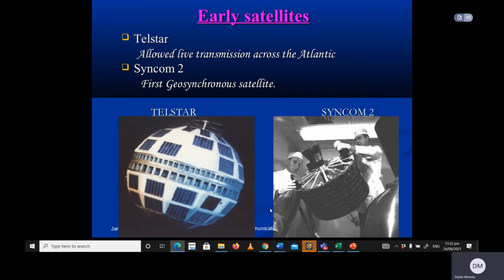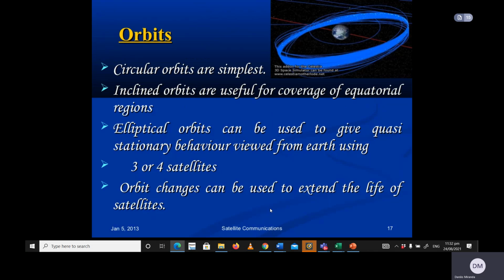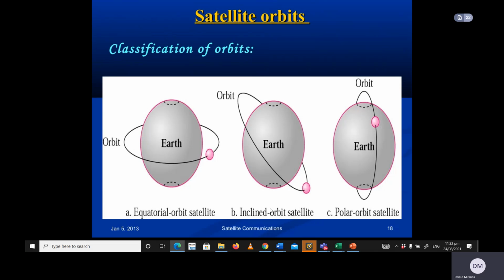So the early satellites are Telstar and Syncom, and then let me introduce you to the orbits now. The circular orbits, those we already know. There are also elliptical orbits for quasi-stationary behavior. There are 3 or 4 satellites where the elliptical orbit and orbit changes can be used to extend the life of satellites. And we have the equatorial, inclined, and polar orbits.